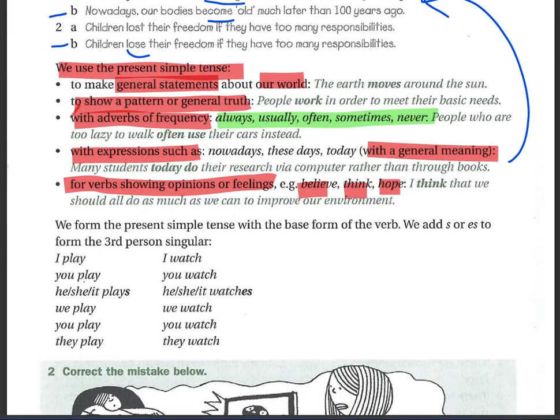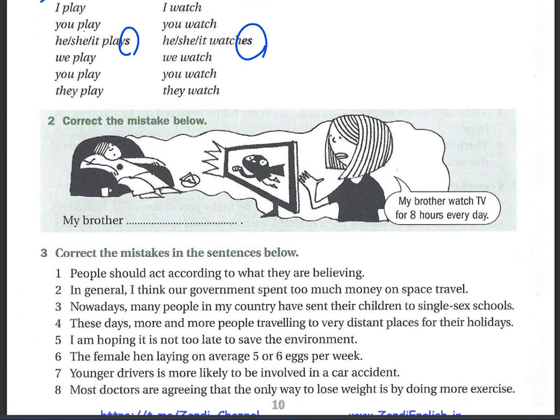And look at here, how we form the present simple. We use the base form of the verb. Add s or es to the form for forming the third person singular. I play, you play, he, she, it plays. We play, you play, they play. I watch, you watch, he, she, it watches. We watch, you watch, they watch. Great. Now let's do the exercises.